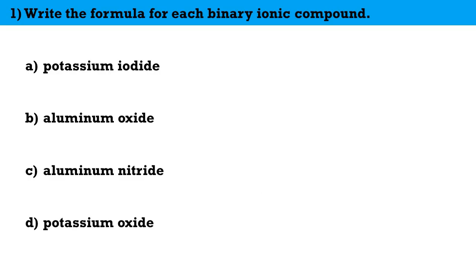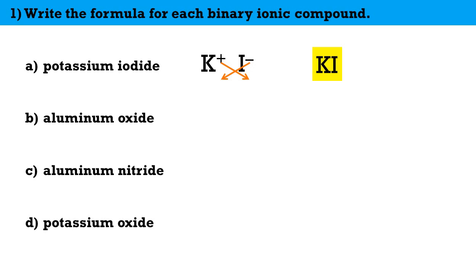Now let's go back to the problem. Write the formula for each binary ionic compound. Letter A, potassium iodide. The formula of potassium is K+, while the formula of iodide is I-. By using the crisscross method, the formula will become KI. Ang ratio ng subscripts ay 1:1. This is already the smallest whole number ratio, so this is the correct chemical formula.